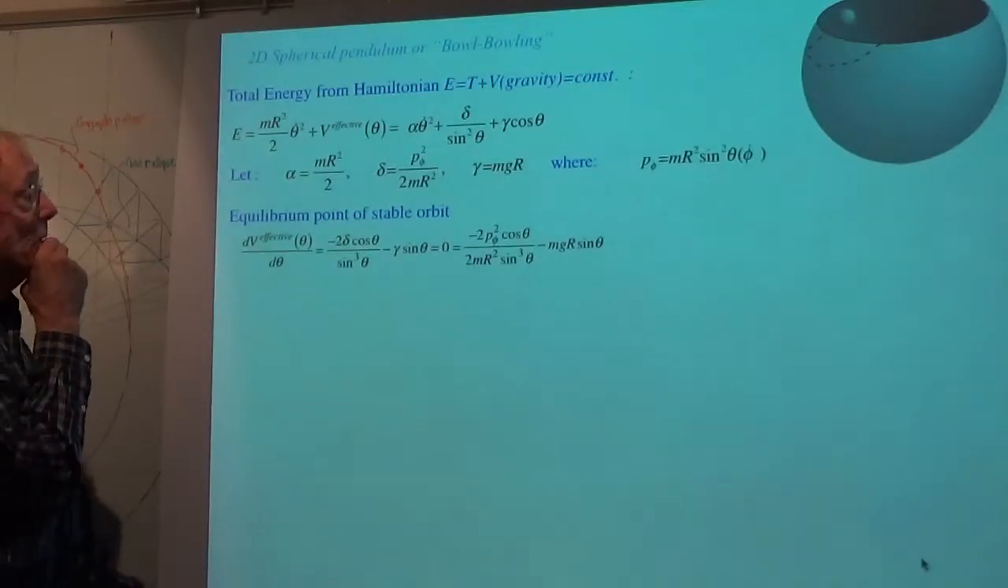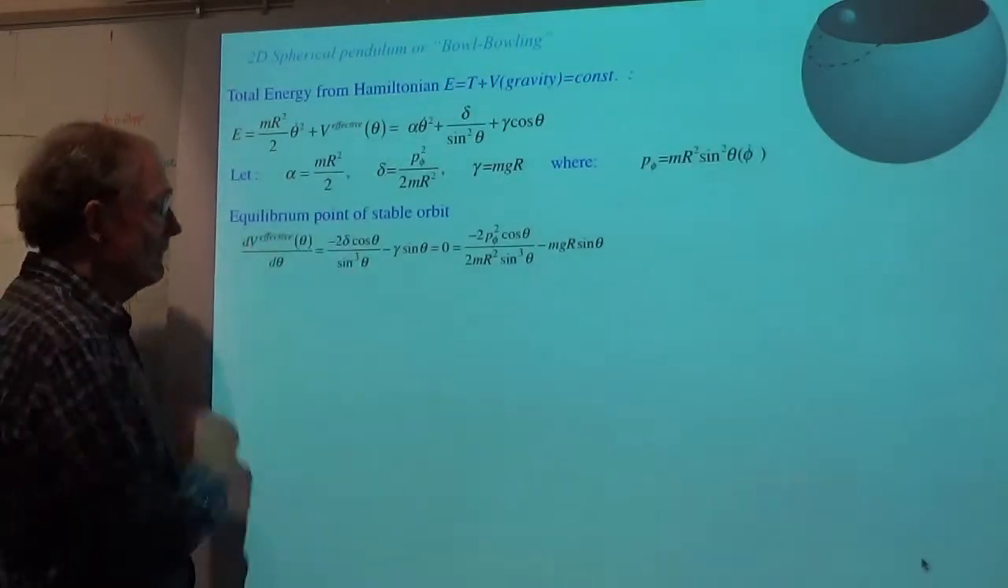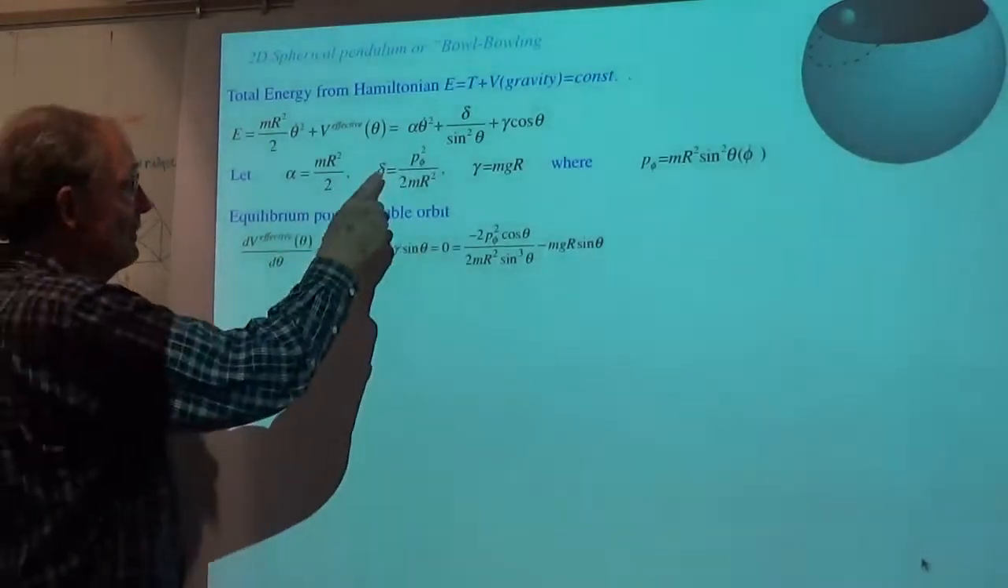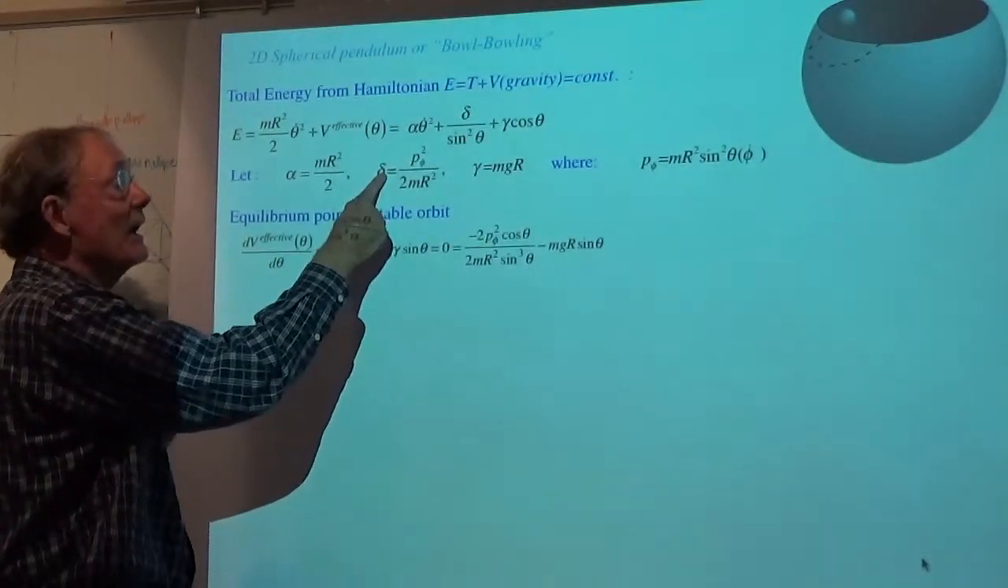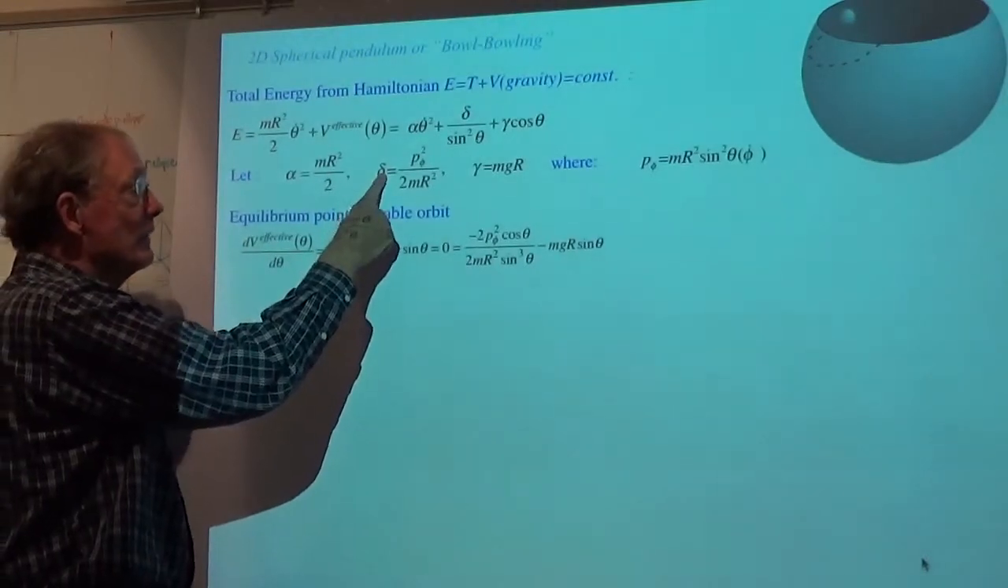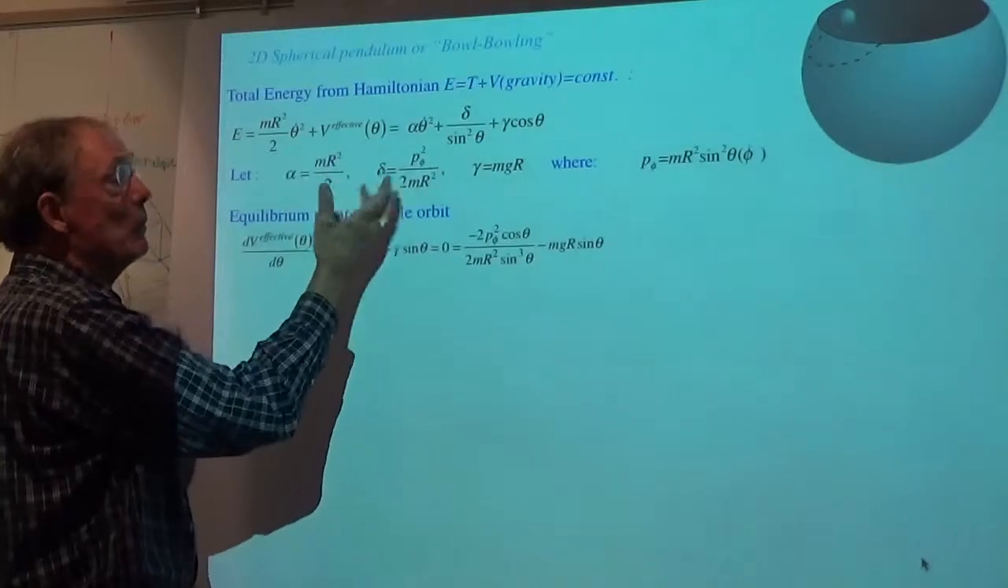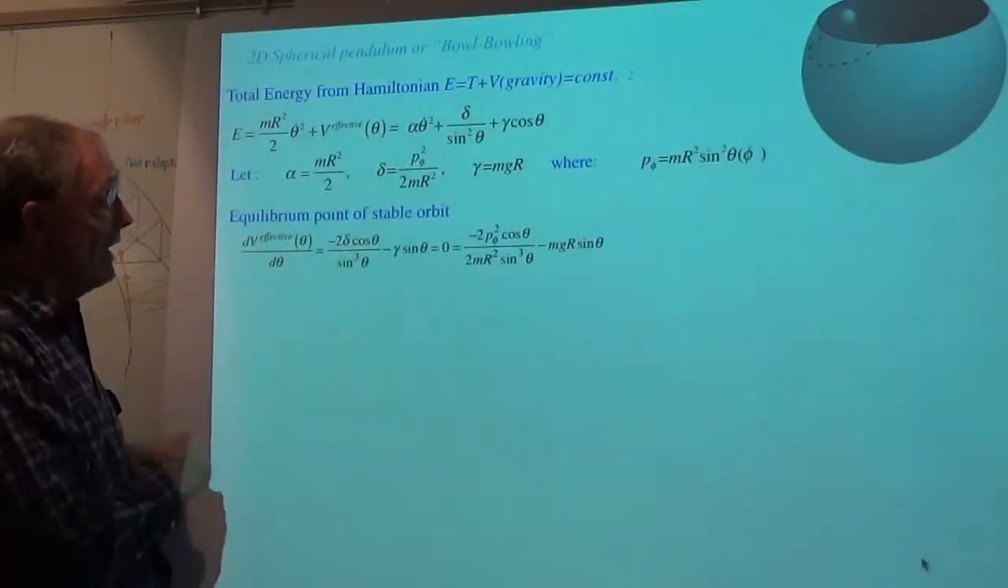So what we need to do is find an equilibrium point for a stable orbit, given these constants here. Now the main constant that's going to affect that is this one. This is just the same all the time, but this one depends on how much azimuthal momentum you've allowed this thing to have.